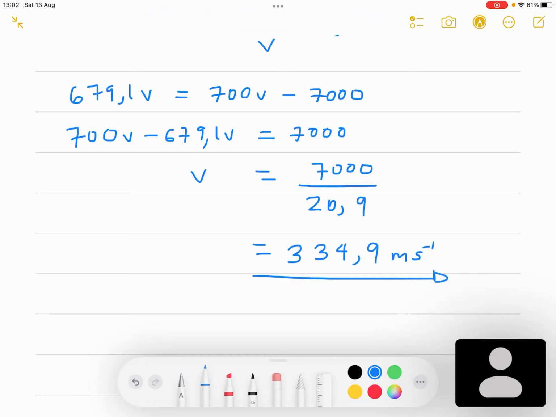Okay. And when we see this value, 334.9, it's reasonable because most often we will take the speed of sound in air to be 340 meters per second. So 334.9, it looks about right. So we're happy with that. Okay, so we will stop here.